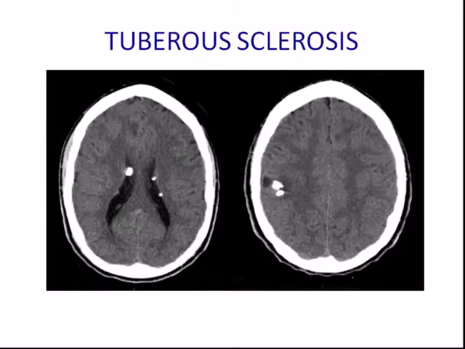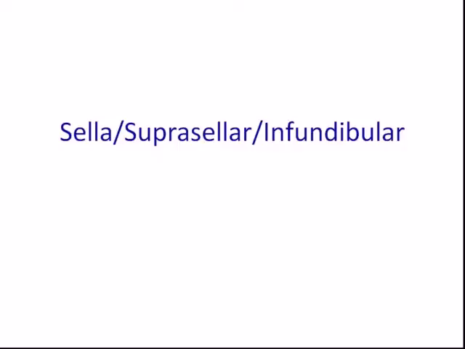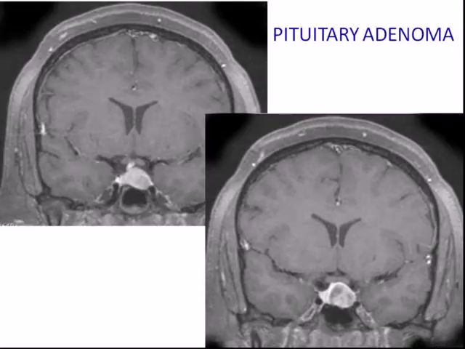Subependymal lesions are just an example of a SEGA, and a typical look to a SEGA in the setting of tuberous sclerosis, where we see the calcified glial nodules along the ventricles. On MRI, we can see the hamartomatous lesions in the cortical areas in the setting of tuberous sclerosis. Now I'm going to turn to the suprasellar, infundibular, and sellar region and just go through a couple of cases.